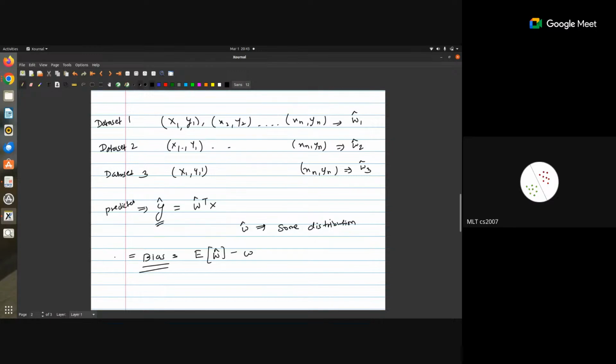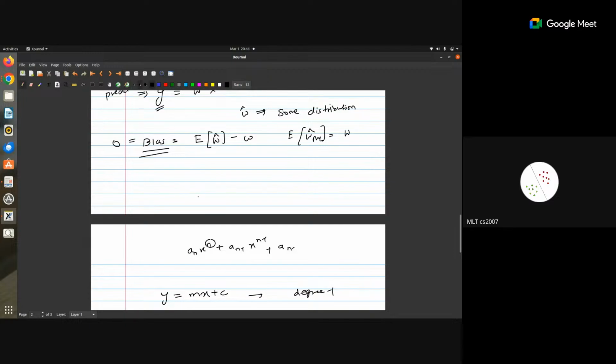The best estimator is when the bias is equal to 0. What does that mean? That the expected value of W ML hat should be equal to W. Suppose for different data sets we have got this kind of, let's say normal, distribution for W hat. And what is there on the x-axis?